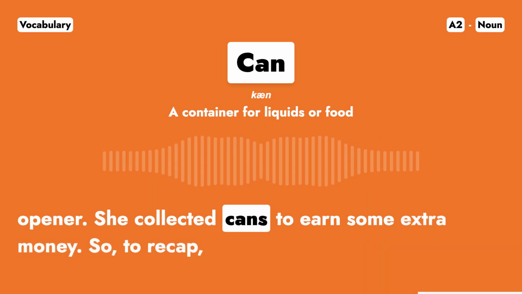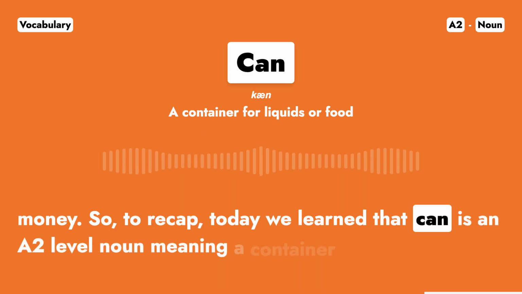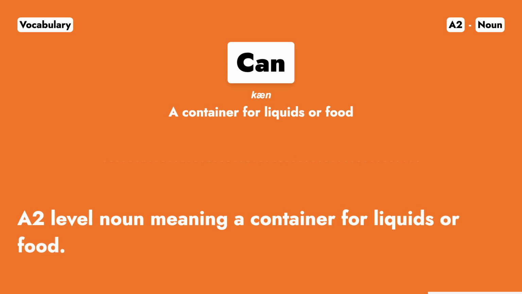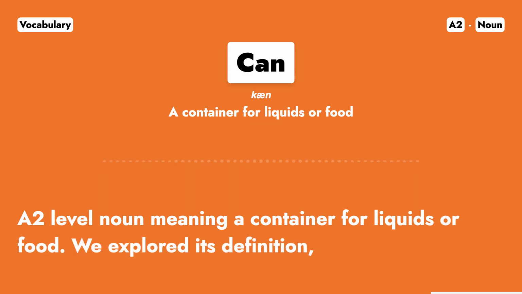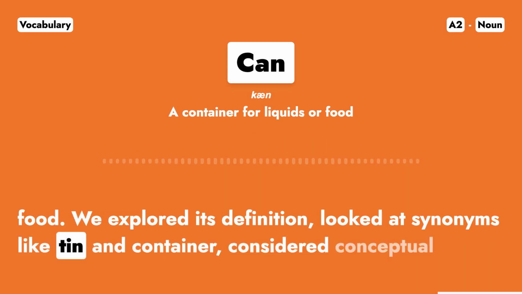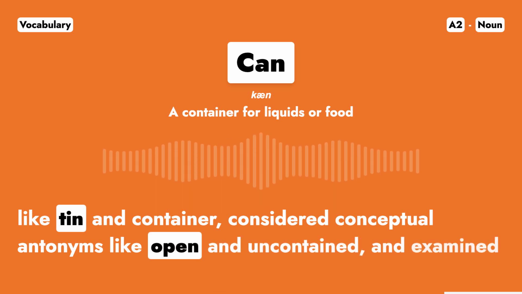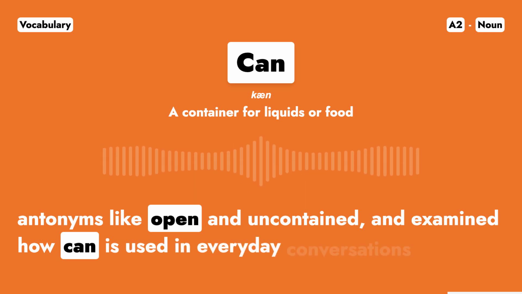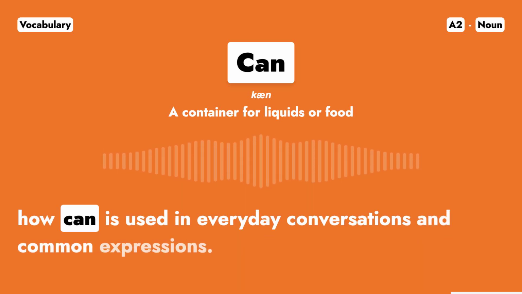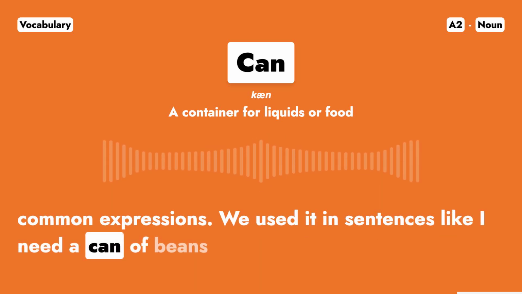So, to recap, today we learned that can is an A2 level noun meaning a container for liquids or food. We explored its definition, looked at synonyms like tin and container, considered conceptual antonyms like open and uncontained, and examined how can is used in everyday conversations and common expressions. We used it in sentences like, I need a can of beans, and recycle your cans.